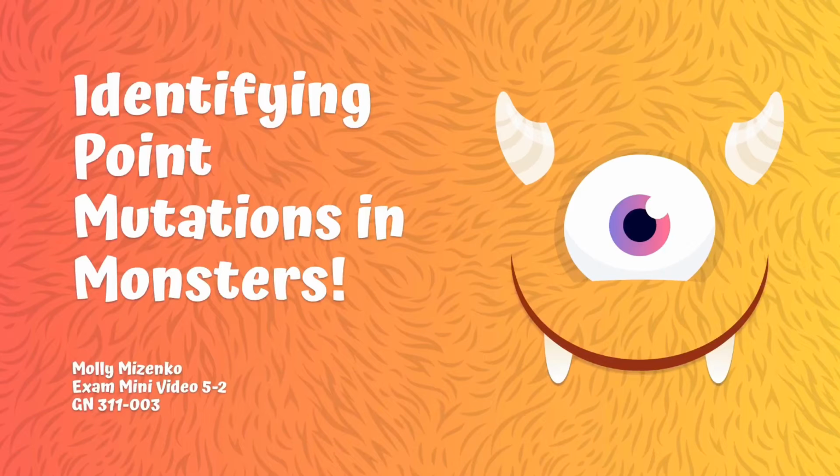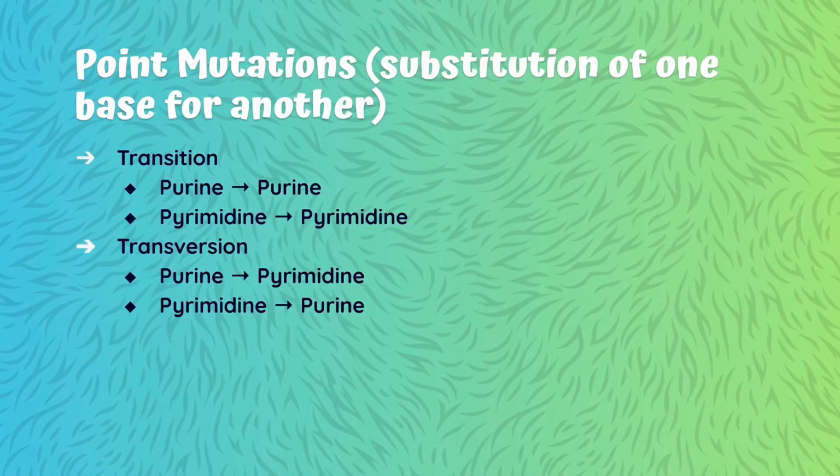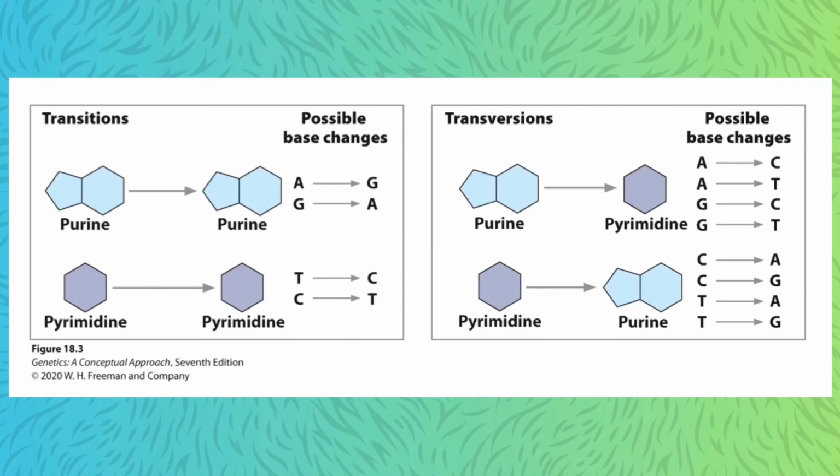In this video, we'll be examining different point mutations in a DNA sequence found in monsters. First, let's go over some terms. Point mutations occur when one base substitutes for a different one, and they can be classified as transitions or transversions. Transitions are purine to purine and pyrimidine to pyrimidine switches, while transversions are purine to pyrimidine switches and vice versa. Here is a graphic to better visualize that information.